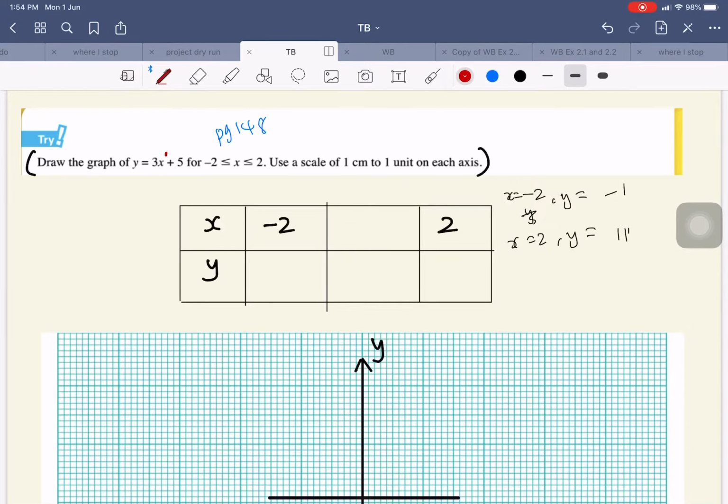To draw a linear graph, I need to have at least 2 points. To be safe, we use 3, so we know that it is definitely correct. Usually I will use the extreme values for the x, and in between, I will use 0. So we will find out when x is -2, what is y.